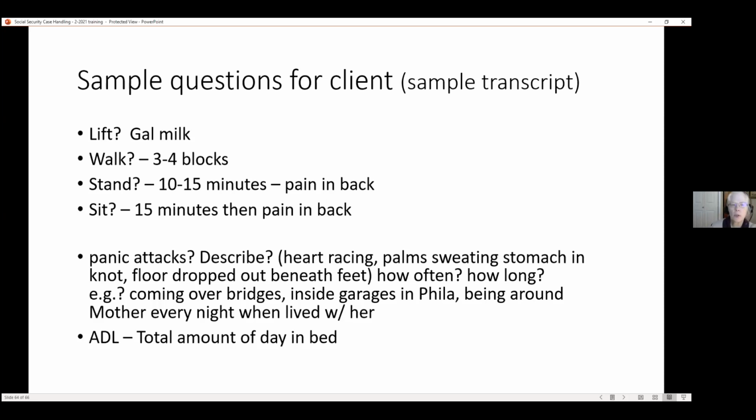Here's some sample questions for the client. Now I gave you 2 sample transcripts in the materials, one just mental health and one mental health and physical. So you can kind of see how a hearing goes. I would say the only comment I have on the argument at the end of one of the transcripts is when you make your argument, don't say I believe or I think, just say it. They meet the listings. They can't work because they can't sustain it, whatever. But good examples, especially of asking questions about mental health impairments, because sometimes it's hard to quantify those kinds of things.